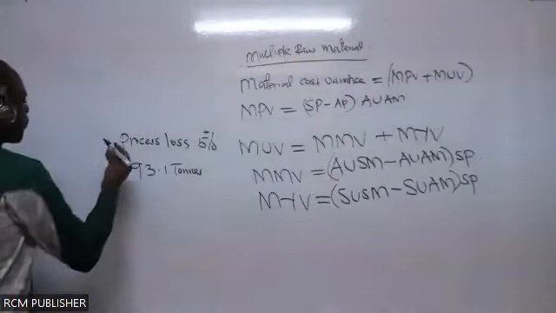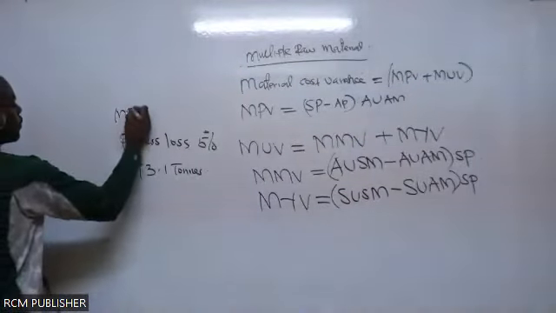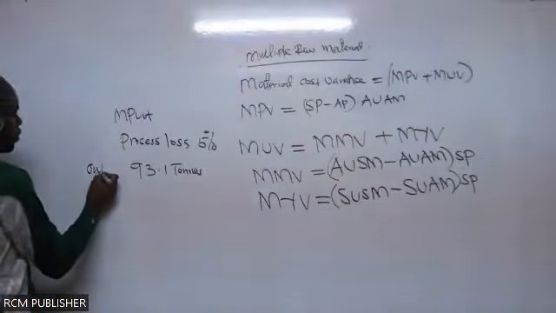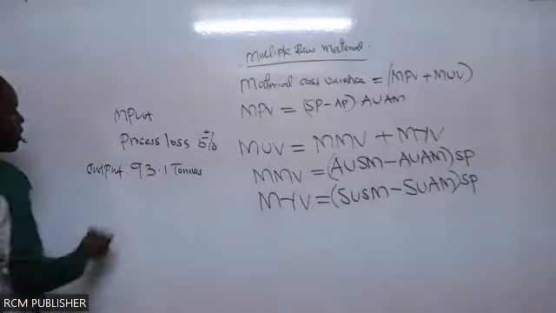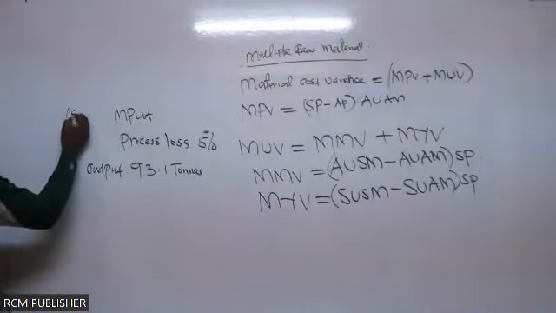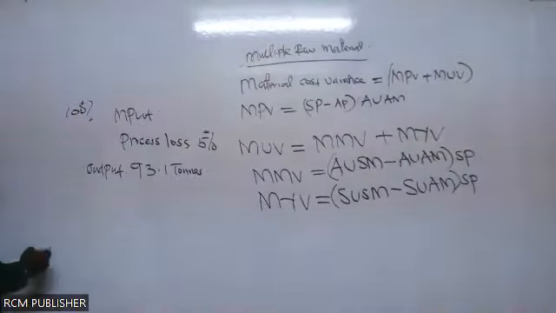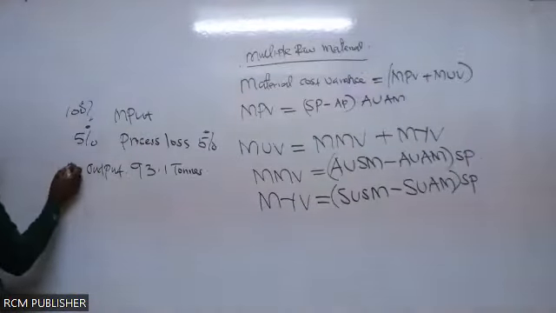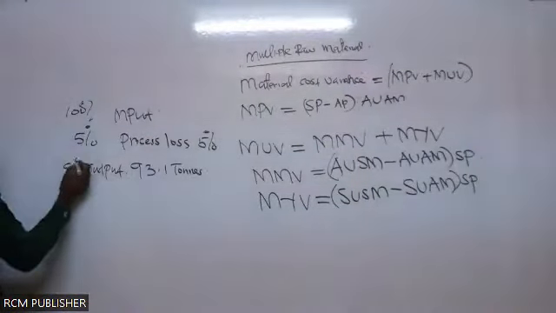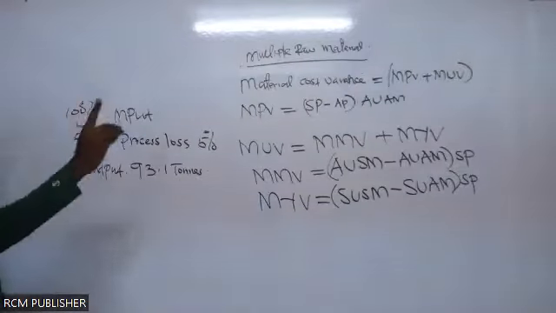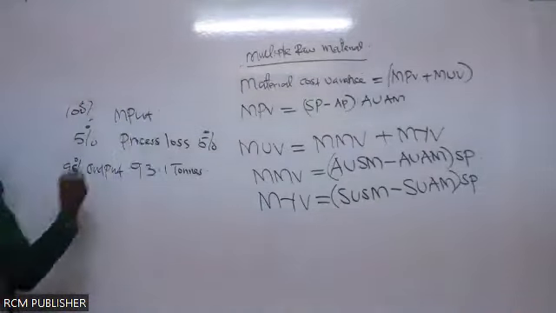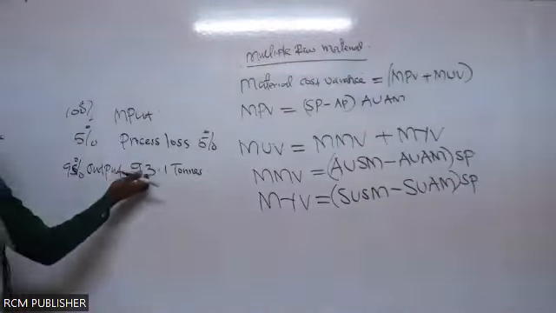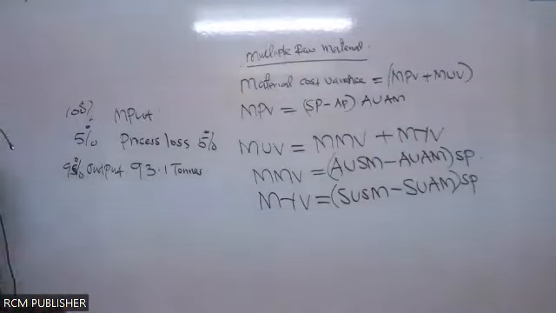So I want us to get this. Input should be 100%, is it? Process loss has taken 5%. The output is 95%. The important thing here is to get the input. So what was the input? What did they bring in for them to achieve the output of 93.1 tons?